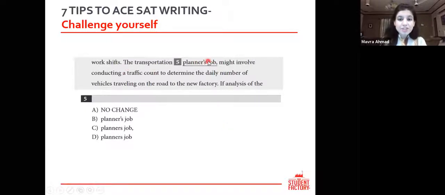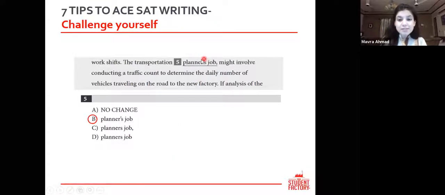The transportation planner's job. अब यहाँ पर the only problem for me in this sentence is the comma. It's not required over here because we are talking about the transportation planner and his job. So this is the subject of the sentence, the transportation planner. So we cannot separate it because this is restrictive information, restrictive sentence element. We cannot separate it with the help of the comma, which is why we will be choosing option B as the correct answer.